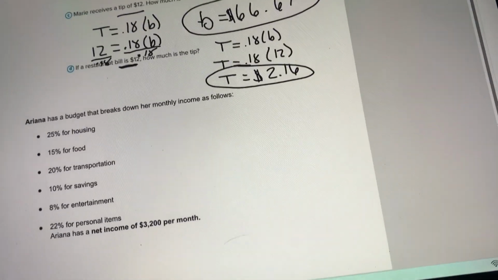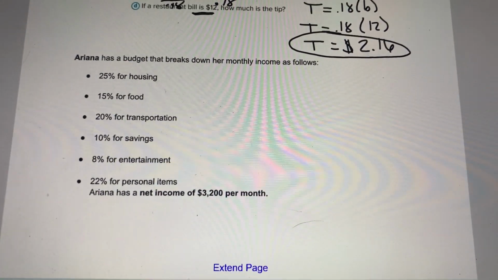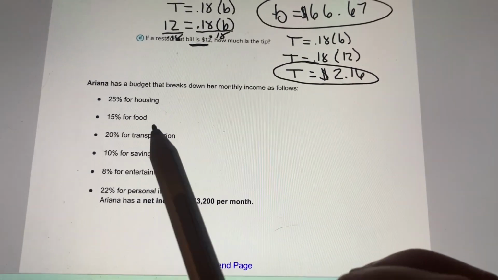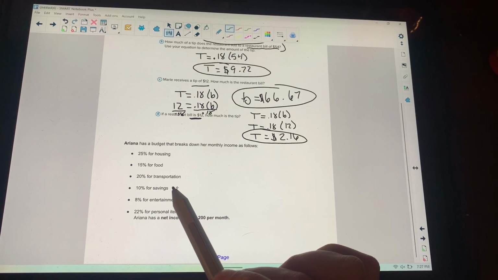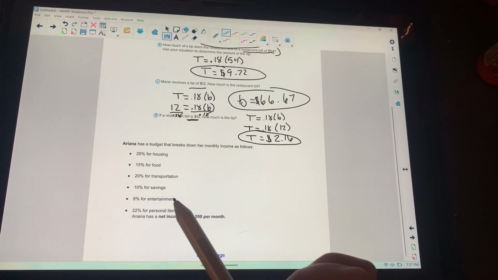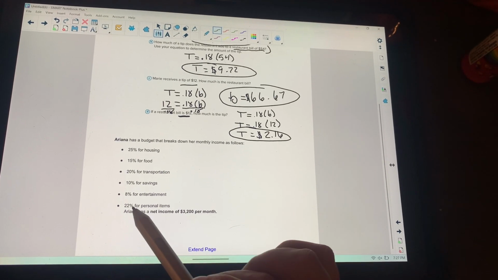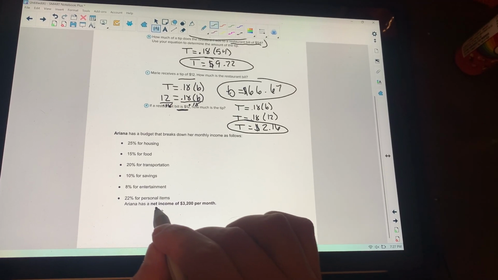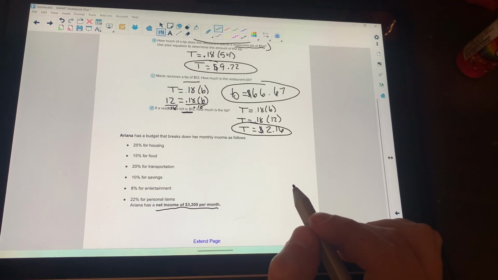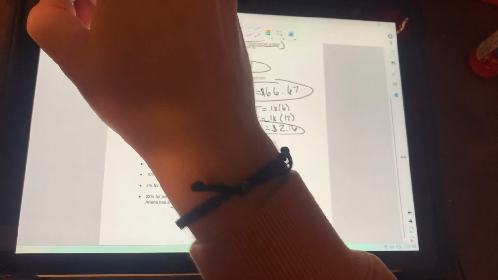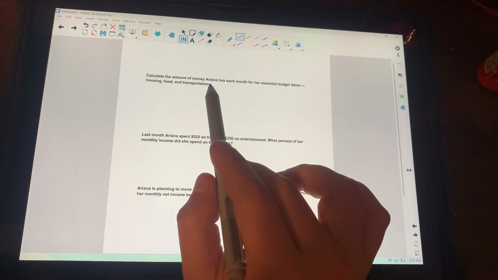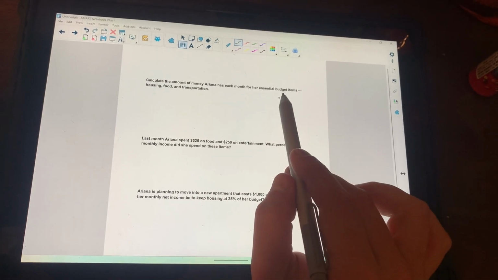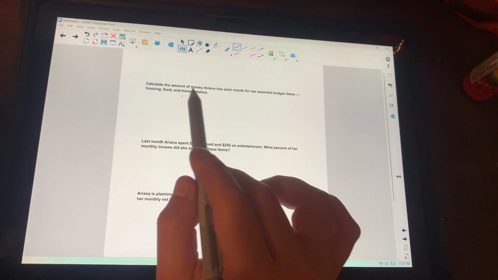It's a couple questions. So I know that Ariana has a budget that breaks down her monthly income as follows: 25% for housing, 15% for food, 20% for transportation, 10% for savings, 8% for entertainment, 22% for personal items, and she makes $3,200 a month. Okay, so we're going to be flipping back and forth a little bit to get some of this information back. So it says calculate the amount of money Ariana has each month for her essential budget items. So her housing, her food, and transportation.